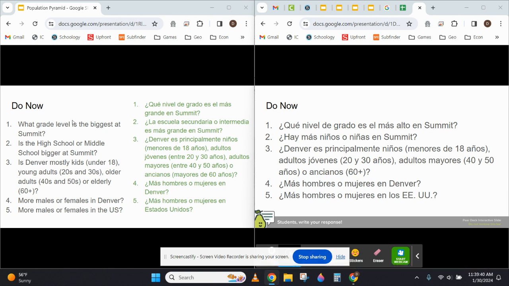Recognizing some of the biggest grade level at Summit right now is actually ninth graders. The high school is significantly bigger than the middle school. Denver is mostly young adults, 20s and 30s. There are more males in Denver, and there are more females in the United States.